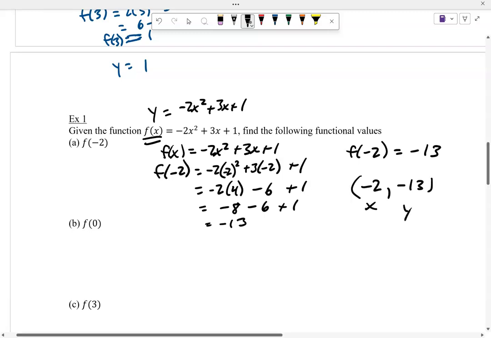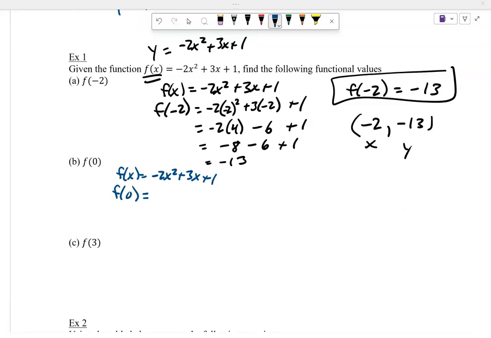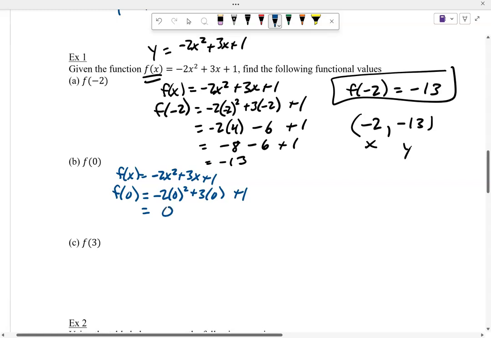It gave us this point, right? But we're just trying to find that functional value, that y value. All right, for f of 0, we're going to go ahead and let x be 0. 0 squared is 0. 0 times negative 2 is 0. 0 times anything is 0. There's another 0, plus 1. So you should end up with a 1. f of 0 equals 1. In other words, that's the point when x is 0, y ends up being 1. Gives us that point right there.